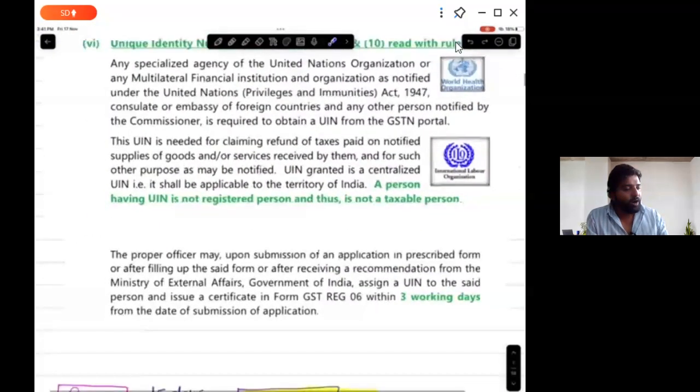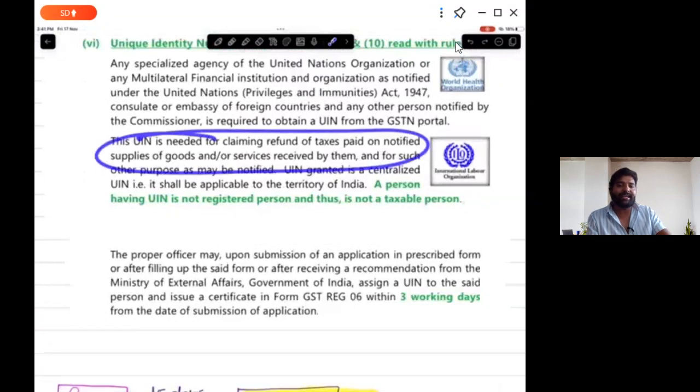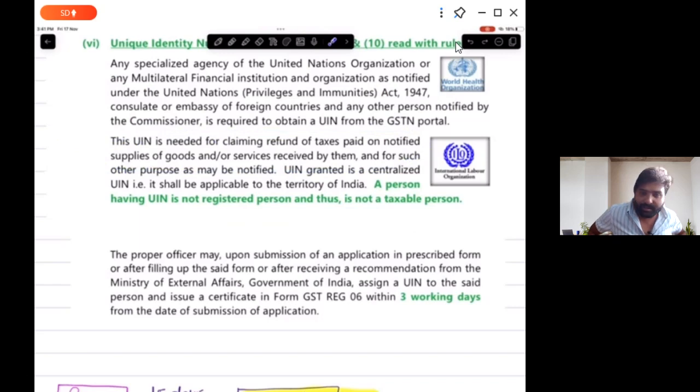So the main purpose of UIN is to claim refund of all the taxes that the embassy or the UN bodies have paid on purchases. Whatever they are buying from any other person, that particular product is tax paid. So whatever they are buying, they are ultimately indirectly paying tax to the seller. So that tax will be refunded to UIN holders. If I am purchasing any goods, I am not only paying the price of the goods, I am also paying tax. That paid tax will be refunded if I am a UN organization or a foreign embassy. That's very interesting to understand.